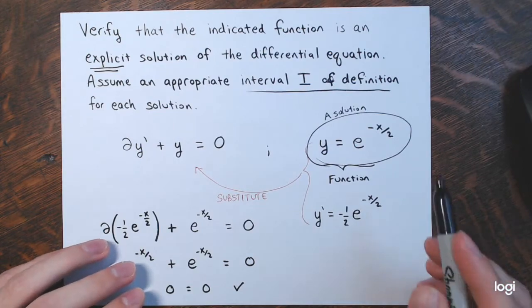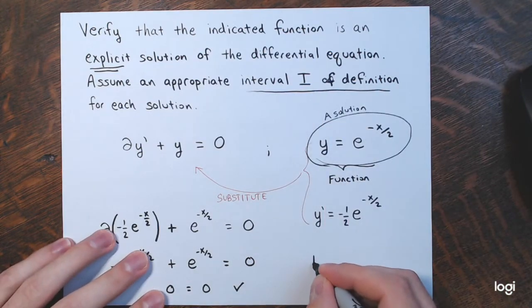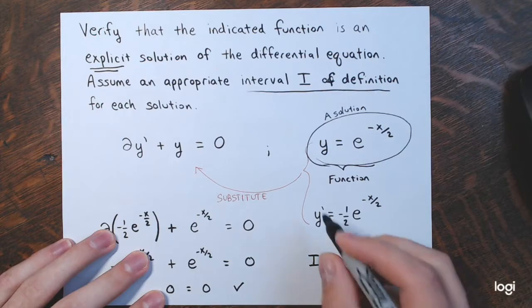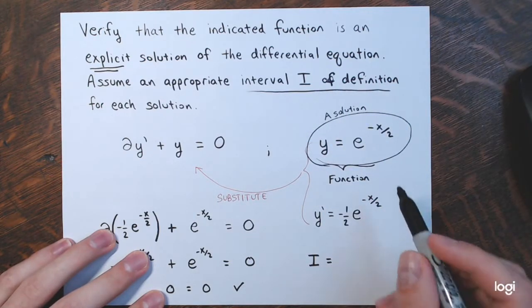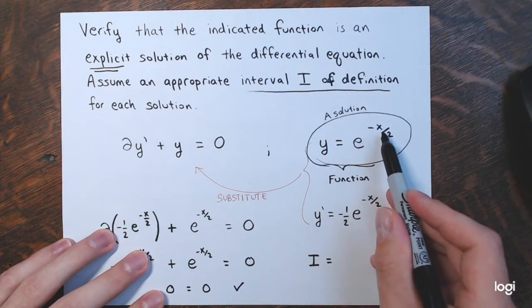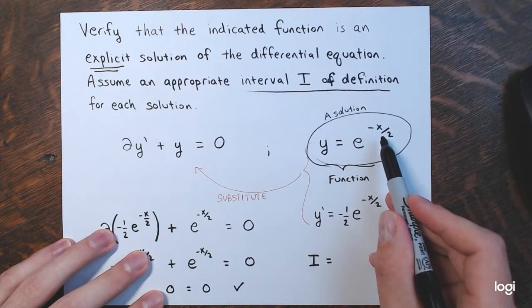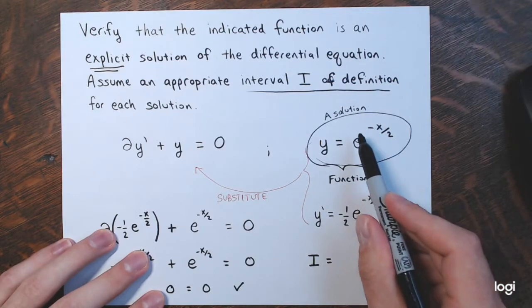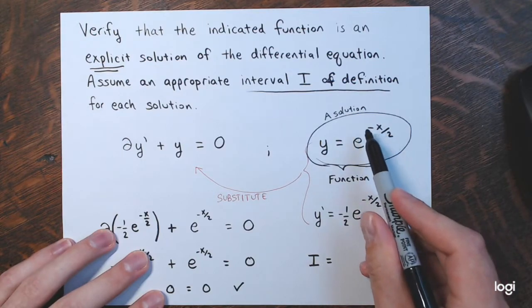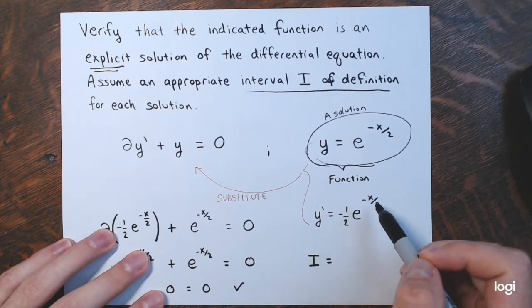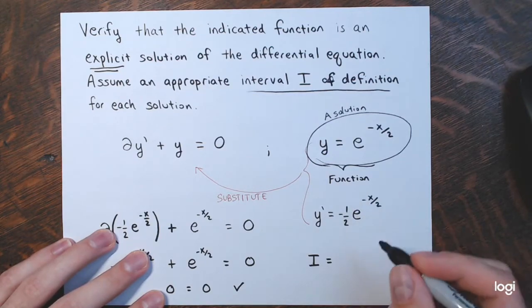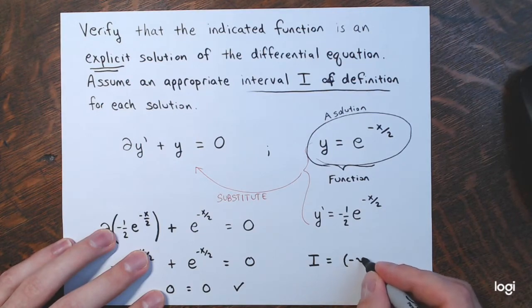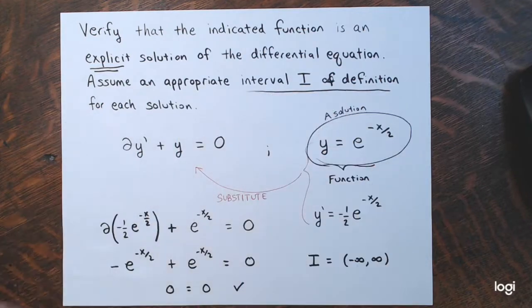Now I think I said I wouldn't do this, but consider the interval of definition for this solution. This is an exponential. It's defined everywhere and differentiable everywhere. There's no point at which this isn't defined. Same thing for the derivative. There's no value of x for which this is not defined. So the interval of definition here would be all real numbers, from negative infinity to infinity. But again, you didn't have to do that.